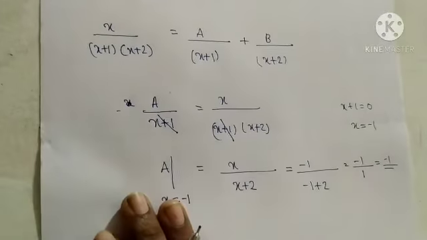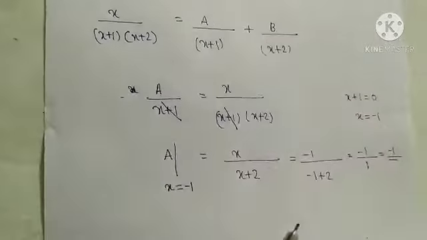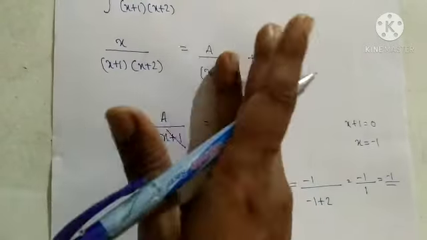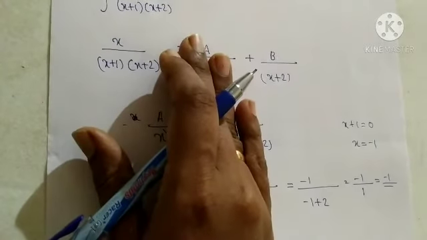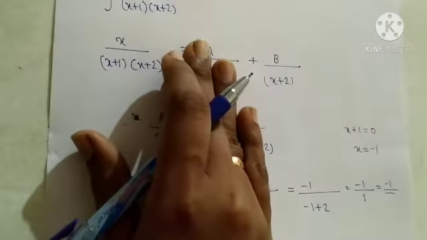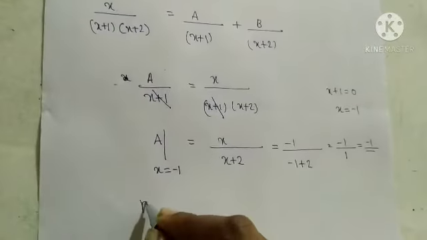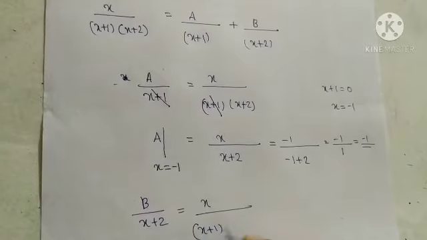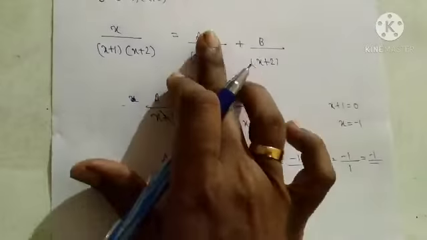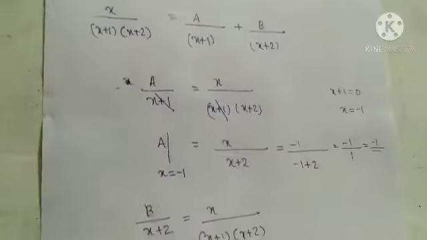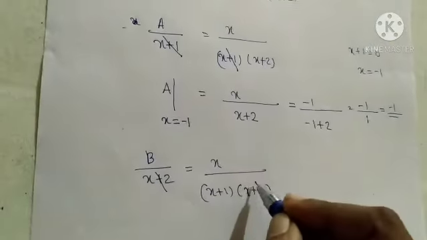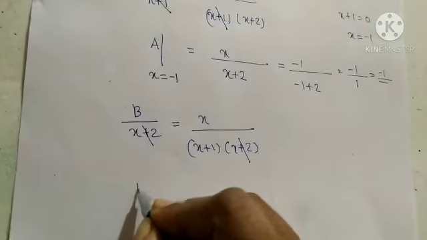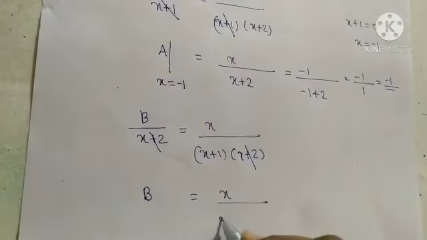Okay. Similarly, if you find out the coefficient b, just removing this part, this term will be equal to the b part, right? So next I am going to write b divided by (x plus 2) equal to x divided by (x plus 1) into (x plus 2). Okay, just removing this a part. Here also the x plus 2 term is common, so they cancel each other. So here we get b is equal to x divided by (x plus 1).